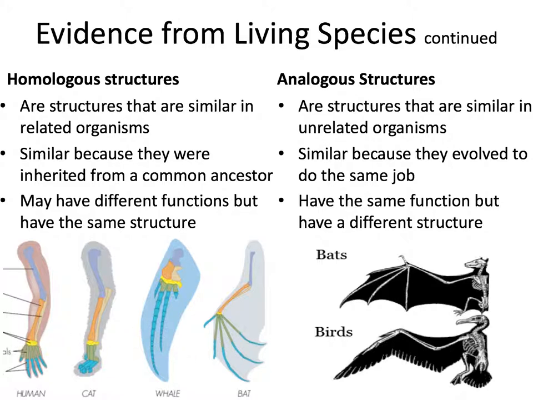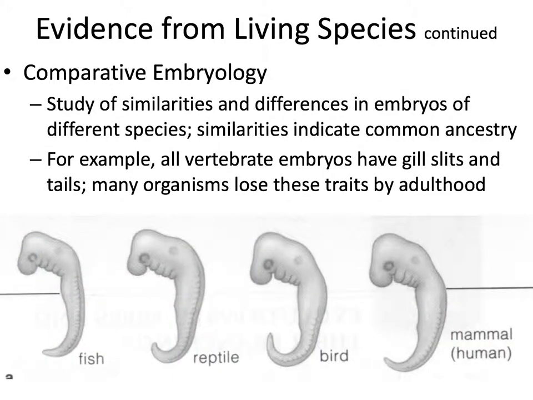Okay. The next example, the next evidence from living species, is comparative embryology. Embryology is the study of similarities and differences in embryos of different species. Similarities indicate common ancestry. For example, all vertebrate embryos have gill slits and tails. Many organisms lose these traits by adulthood, which of course we know. Humans no longer have gills once they're born, but they did as embryos, which is super strange.